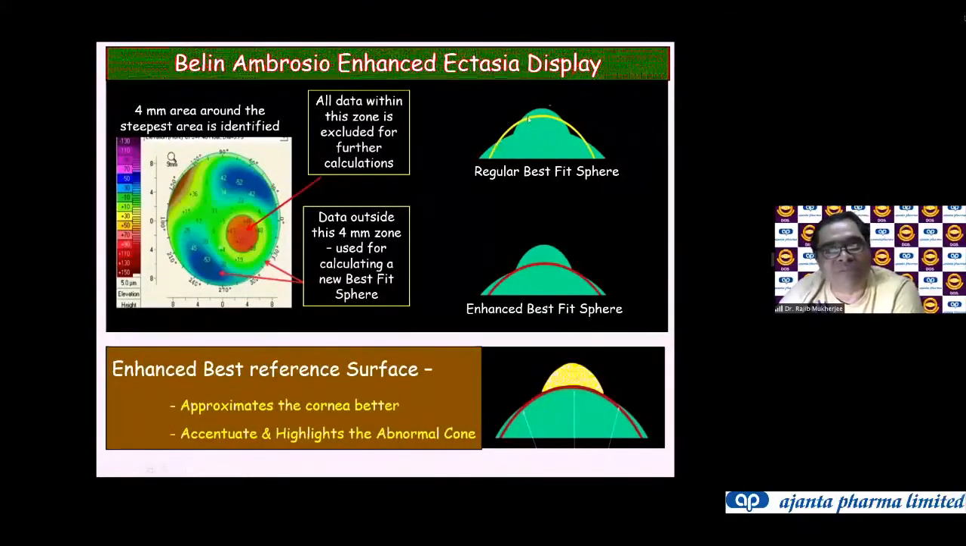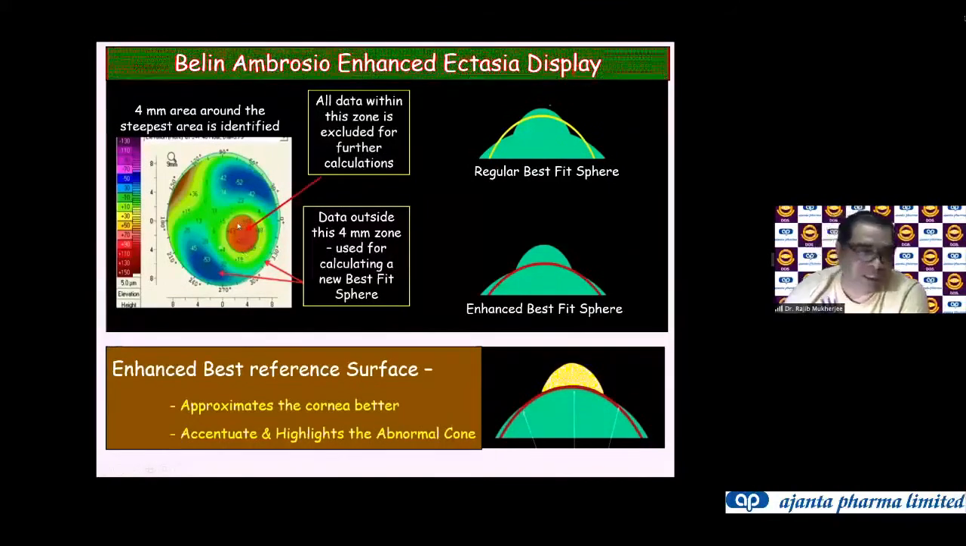The best fit sphere is something that you can see here, a yellow line, which calculates the corneal elevation values all across the surface of the cornea, be it the anterior or the posterior. An average of that brings out a spherical surface, which when imposed onto the corneal surface gives us something like this, where the amount of ectasia over the best fit sphere is much less as compared to somewhere here. And here what we are doing is we pick out the thinnest and the most ectatic area of the cornea. We exclude a 4 millimeter zone around it.